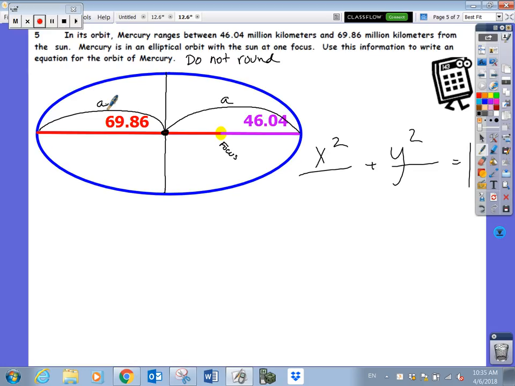So we know the whole thing, right? We know from here to here is 69.86. We know from here to here is 46.04. So if we add those two numbers together and divide by 2, we're going to figure out what a is. So 69.86 plus 46.04 divided by 2 gives you your a value, which you should get 57.95. And then a squared, when you square that, you get 3,358.2025. So when it says do not round, that means just write all the numbers.